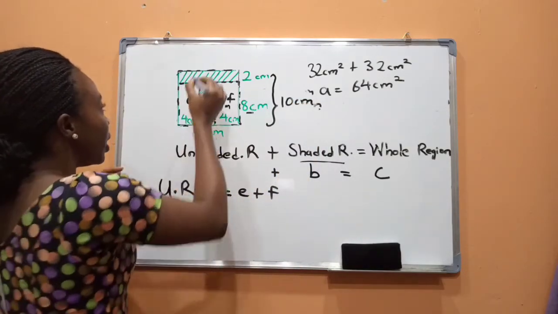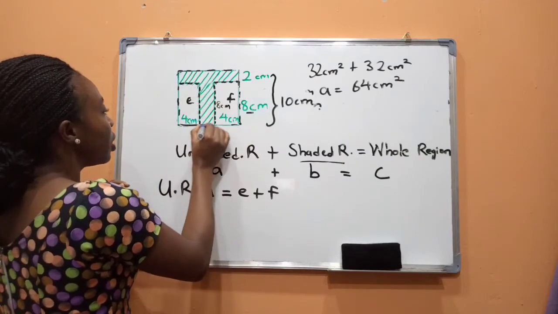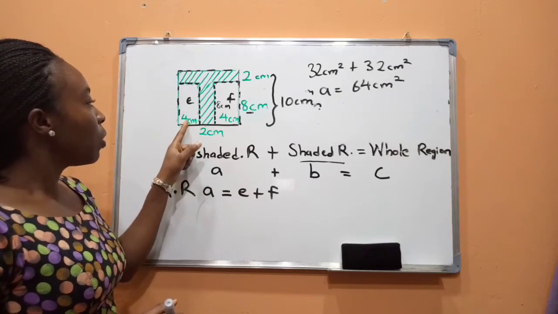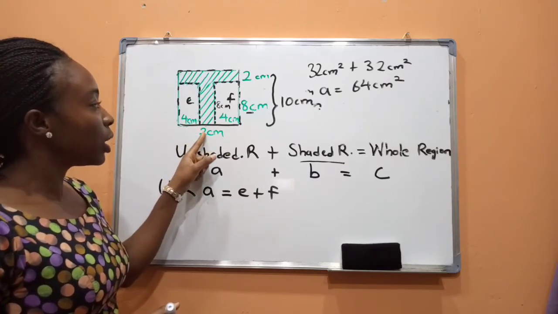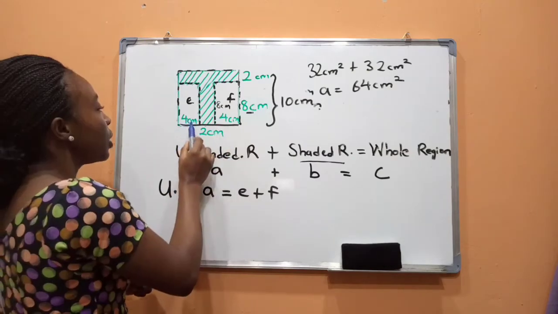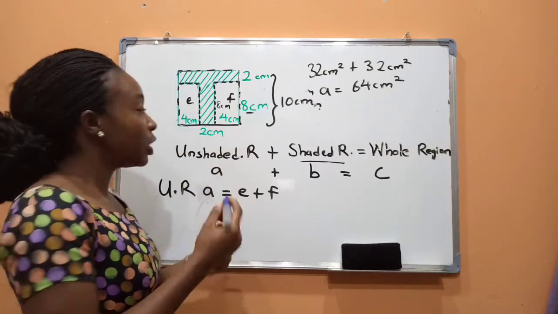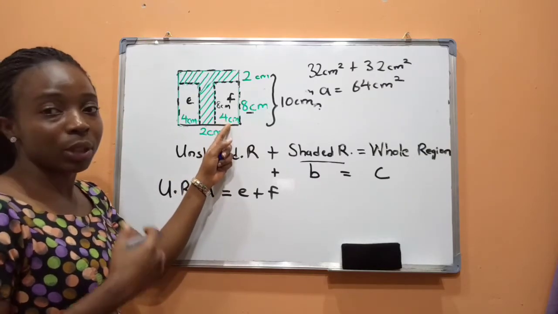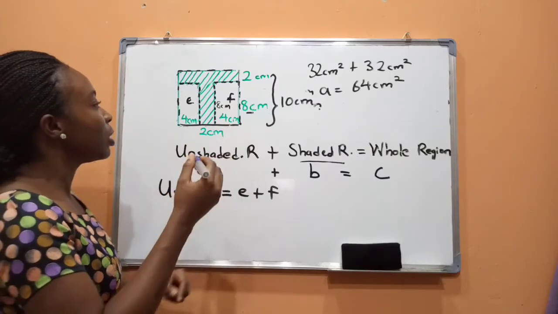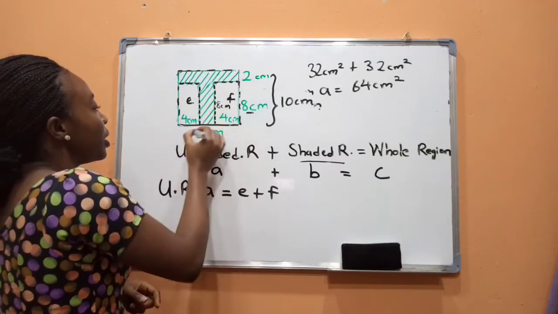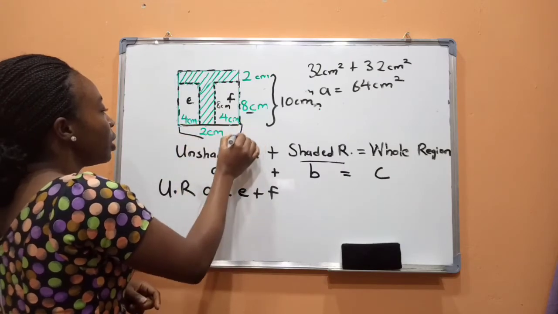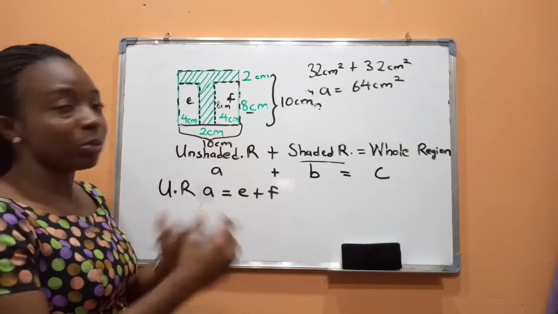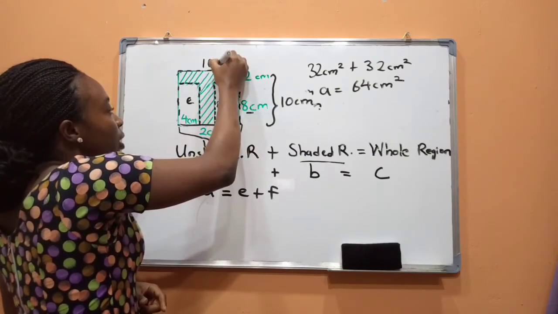Then how about this area? How about this place? Okay, how do we find it? Now, what we are going to do, we are going to sum up 4 centimeter plus 2 centimeter plus 4 centimeter. Say 4 centimeter plus 2 centimeter gives you 6 centimeter. 6 centimeter plus 4 centimeter gives you 10 centimeter. So from here to here, the entire length is 10 centimeter. And we know that if this place is 10 centimeter, here is equally going to be 10 centimeter.